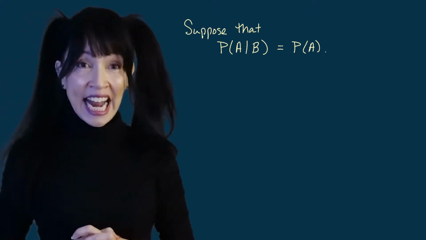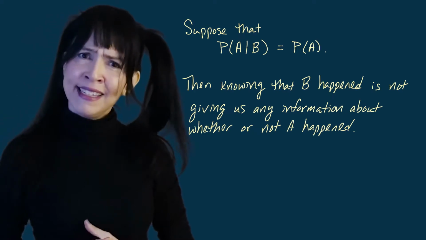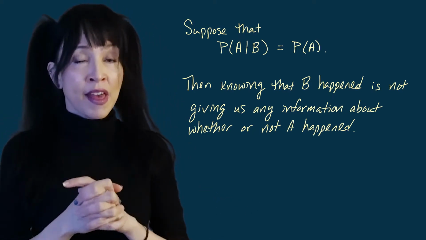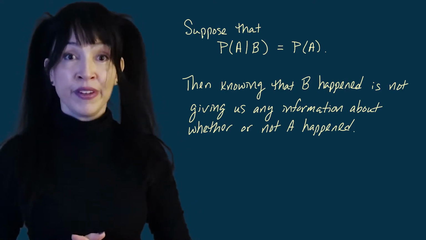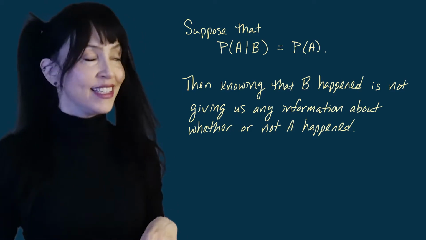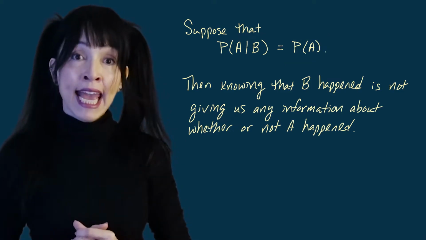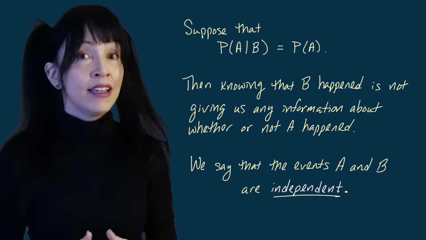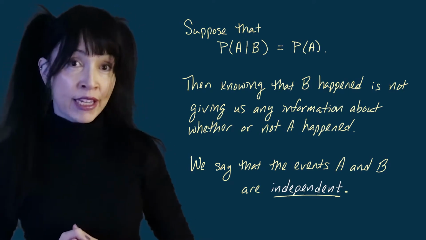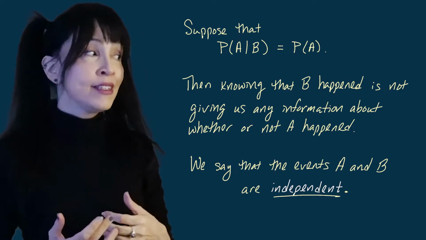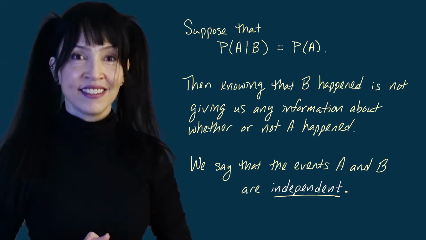Suppose that the probability of A given B is just the probability that A happens. It seems like it doesn't matter whether or not we know that B happened, because it won't change the outcome when determining the probability that A happened. If this conditional probability is equal to this probability, then we say that the events A and B are independent events. They don't depend on each other. This is not the usual definition of independence given in statistics textbooks, but this is the one that makes the most sense to me, and I'll get to the usual definition in just a couple of slides.